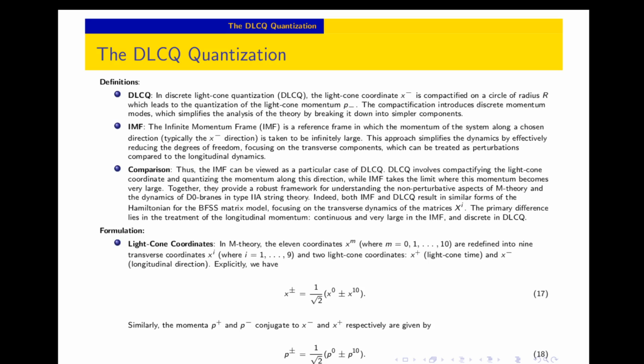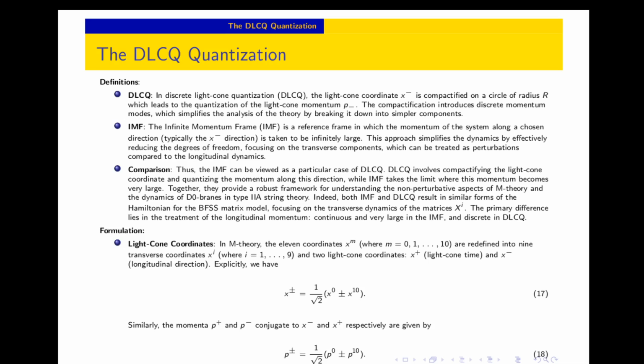Let's discuss the discrete light cone quantization (DLCQ) and its role in obtaining the BFSS matrix model. In DLCQ, the light cone coordinate x^- is compactified on a circle of radius r. This leads to the quantization of the light cone momentum p^+, introducing discrete momentum modes that simplify the analysis by breaking down the theory into simpler components.